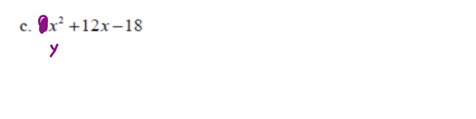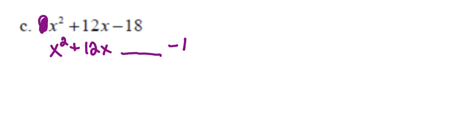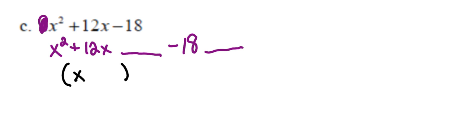We're going to first go x squared plus 12x. We're going to write those first two things, and we're going to put a blank. Then we're going to write minus 18 and another blank. And we have to figure out what goes in the blank. Down below, what we're trying to do is get this to factor to x and something else with an x in it.